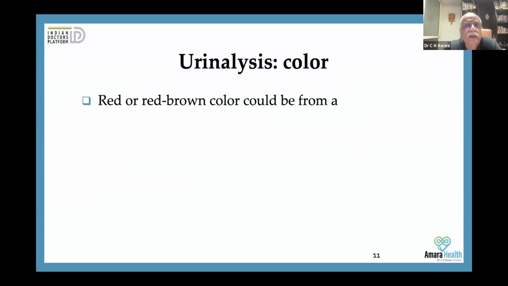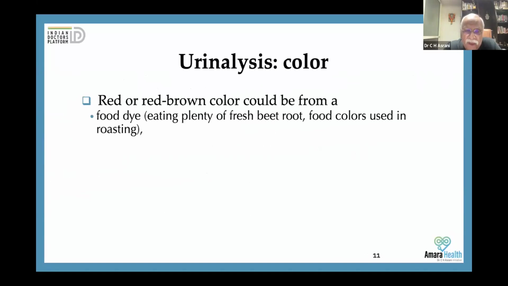Red or brown color urine could be from food dye, eating plenty of fresh beetroot, or food colors used in roasting or making tandoori. The tandoori orange color earlier used to be a very expensive color. Now they are available in 10 and 20 rupee containers. And I myself have suffered. You eat tandoori from a so-called renowned place. Next 12 hours, your urine is orange color. So that means that dye is going out.